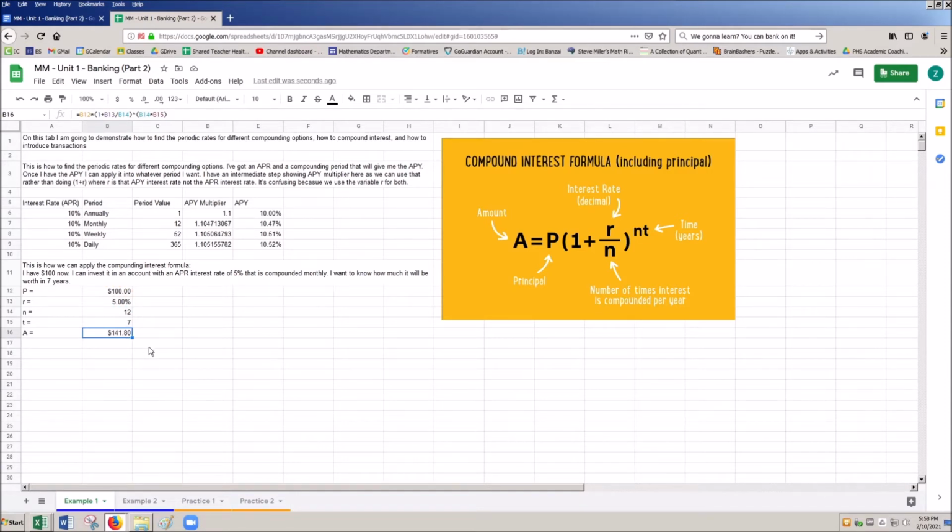So 141.80. If it does give us a really wonky value, so let's say, for example, I were to extend this out, that's okay. I'm going to let the formatting do the rounding for me. So this is keeping all of the accuracy that I want, and it's just rounding it to the nearest penny for me.